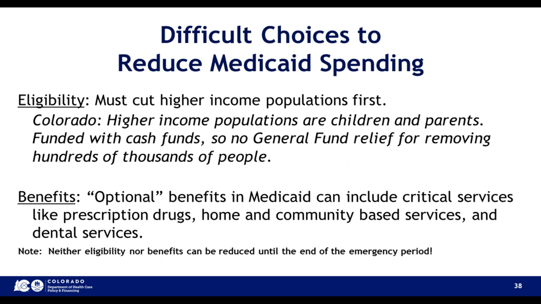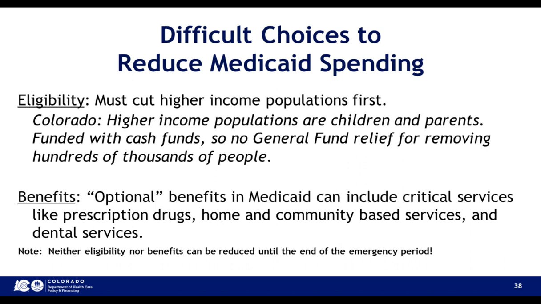Just a couple of anecdotes here. The first thing to know is that you have to cut higher income populations before you cut lower income populations. That's difficult for us in Colorado because higher income populations, not only are they children and parents, but also they're funded with cash funds. So if you remove potentially hundreds of thousands of people from the rolls, you still might not get any general fund relief. Your mileage might vary on that, so you need to check with Medicaid agencies, but be careful about how your higher income populations are funded.